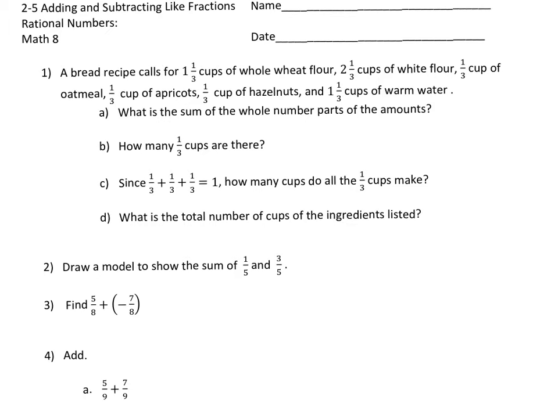What is the sum of the whole number parts of the amounts? How many 1/3 cups are there? Add up the 1/3 cups to find out how many total cups there are of the 1/3, and then the total number of cups altogether. Go ahead and answer that, and then check back with me.